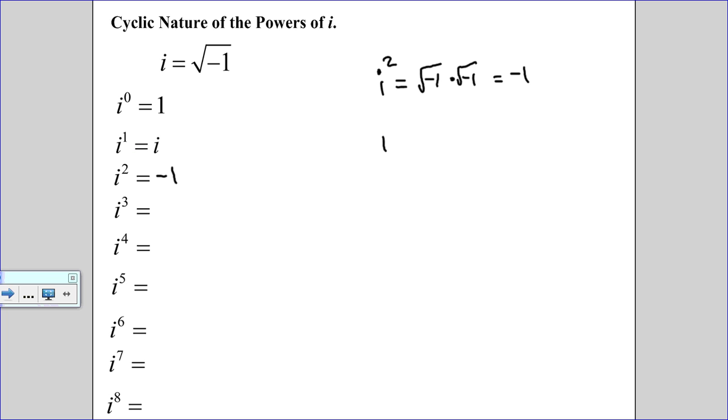What about i to the third? Well, it's going to be the square root of -1 times the square root of -1, which is -1, times the square root of -1, or times i, and that's going to be -1i, or just -i. So i to the third is -i.